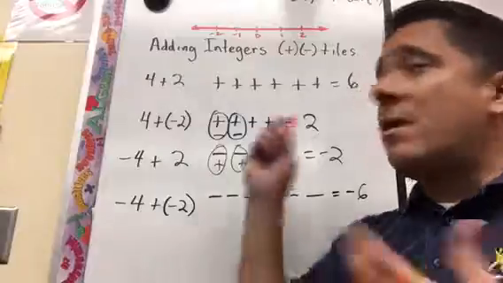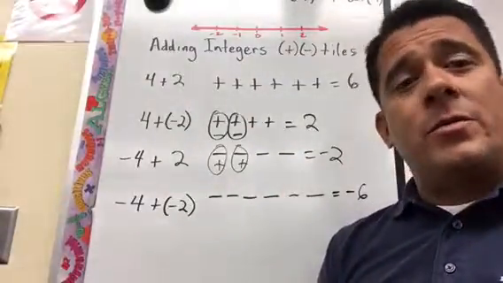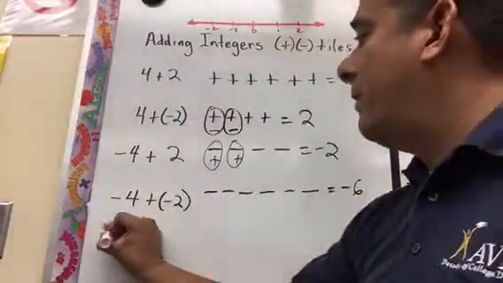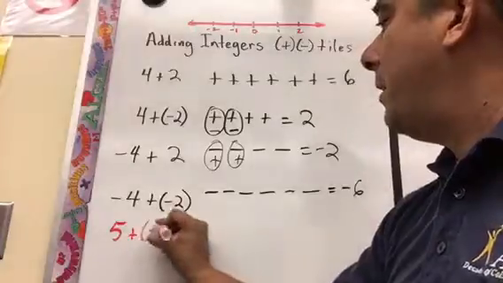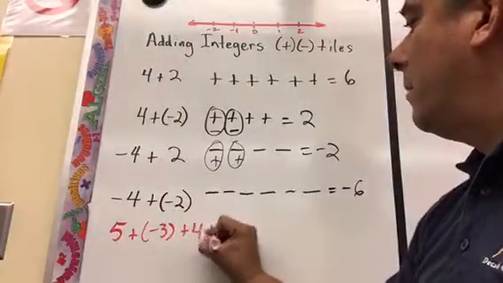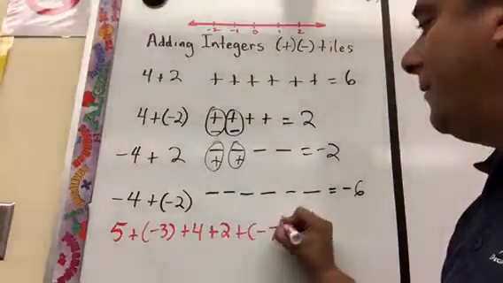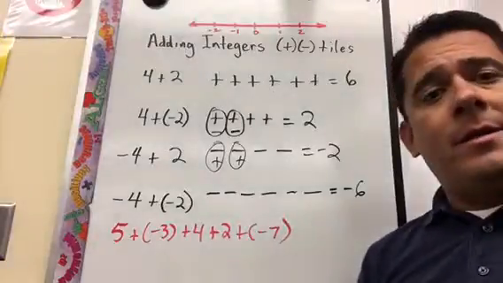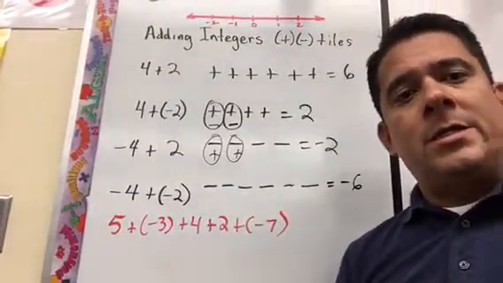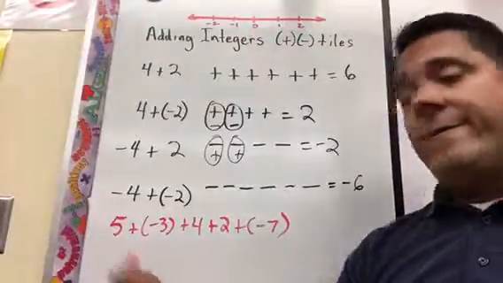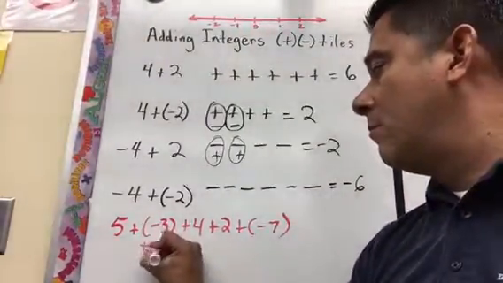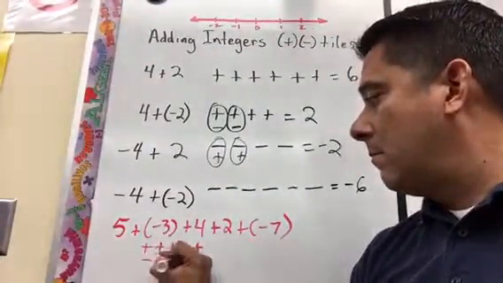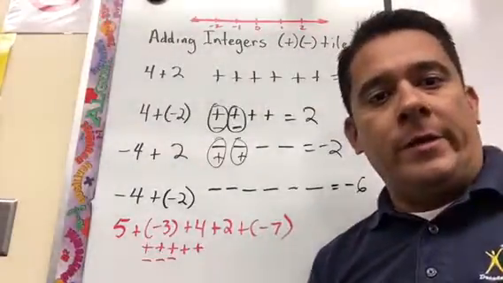Now, the organization of the pluses and the minuses is crucial, especially when we have more terms in our expression, such as, let's do 5 plus negative 3 plus 4 plus 2 plus negative 7. Now, this might be hard to organize if you're not thinking of it in terms of positive and negative tiles. First, we have a collection of 5 positives. Then we're adding 3 negatives to it, giving us 3 0 pairs. We now have a value of 2.